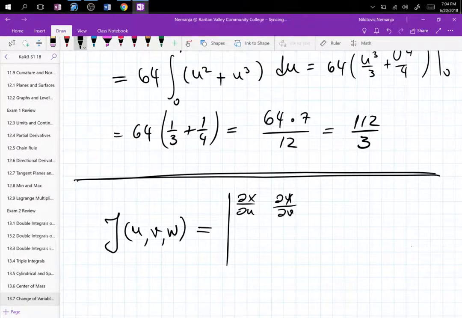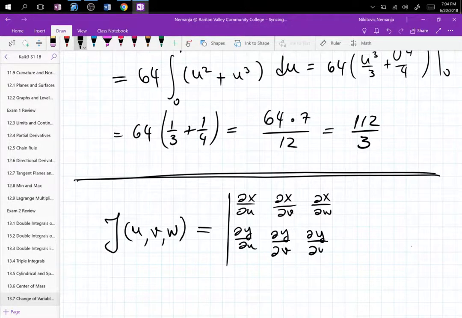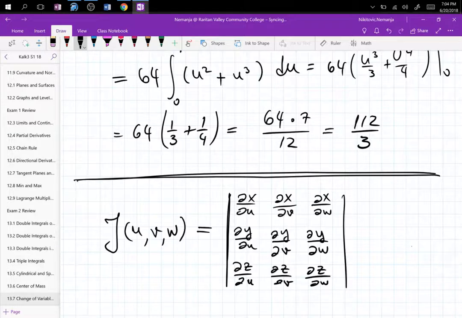So do we just assume u, v, and w go across and then x, y, z go down? Yes. Partial x, partial w, partial y, partial u, partial y, partial v, partial y, partial w. And then partial z, partial u, partial z, partial v, partial z, partial w. There we go. And we have to do cofactor expansion. This is the long expansion.